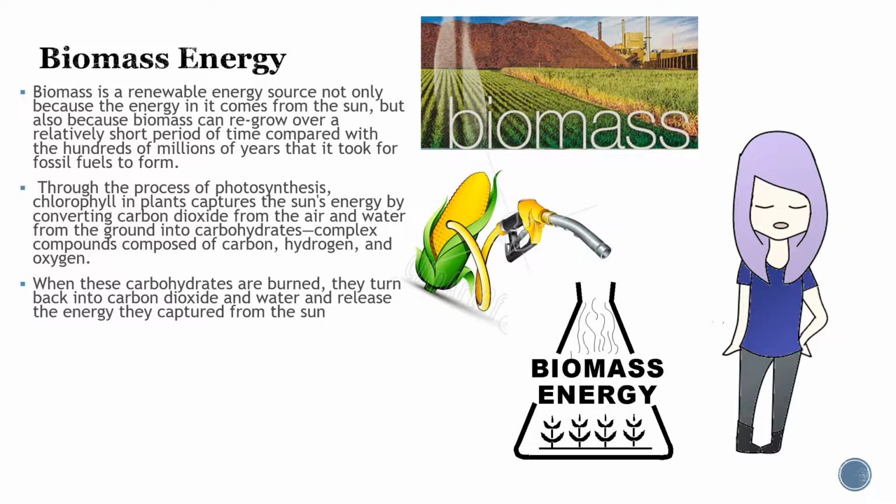Through the process of photosynthesis, chlorophyll in plants capture the sun's energy by converting carbon dioxide from the air and water from the ground into carbohydrates, complex compounds composed of carbon, hydrogen, and oxygen. When these carbohydrates are burned, they turn back into carbon dioxide and water and release the energy they captured from the sun.